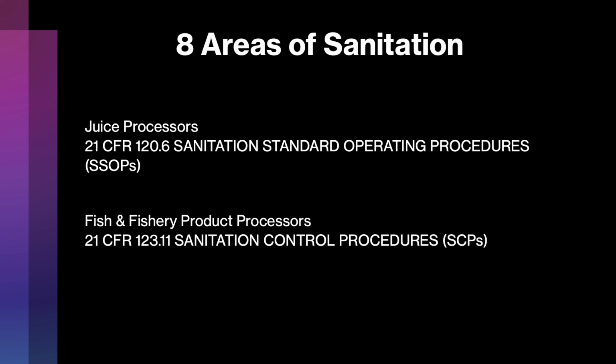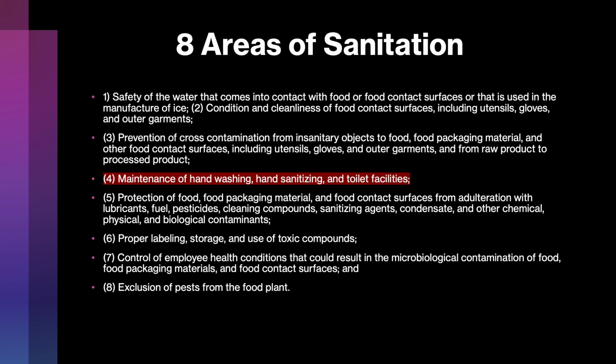Processors are required to monitor and correct and document the monitoring and correction of the 8 areas of sanitation, as outlined in 21 CFR 120.6 in the Sanitation Standard Operating Procedures, or SSOPs, and in 21 CFR 123.11 in Sanitation Control Procedures, or SCPs. Here's a list of the 8 areas of sanitation. This training covers area number 4, maintenance of hand washing, hand sanitizing, and toilet facilities.